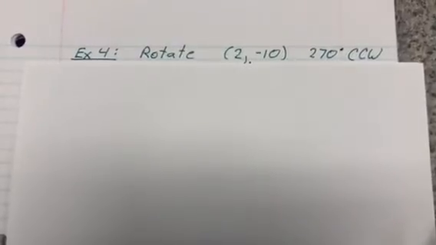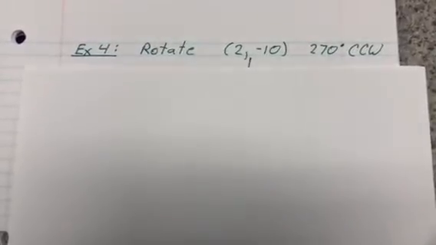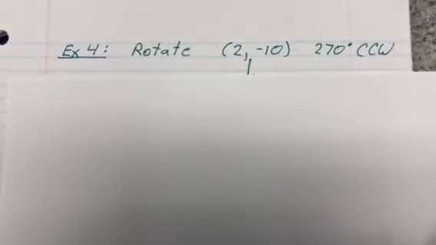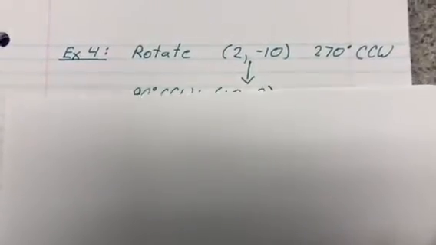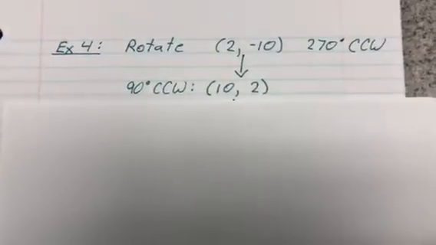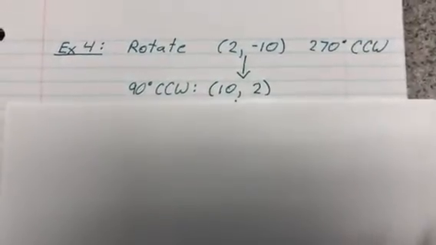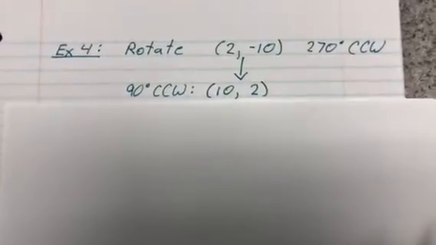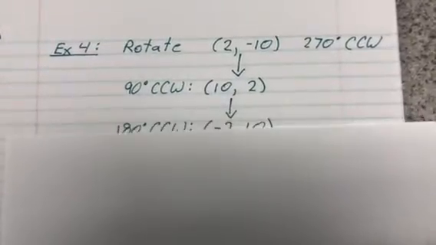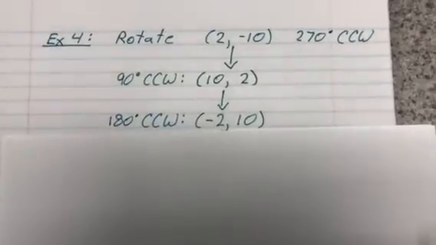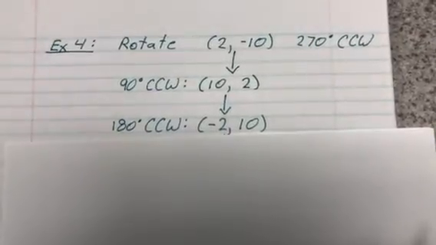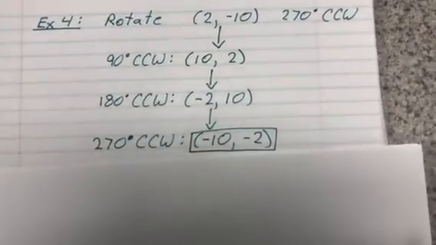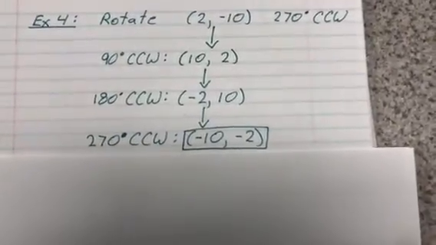All right, let's try our new rule. So first, we'd go 90 degrees, multiply your y by a negative and switch them. So I'd make that 10 positive and then you switch them, so 10, 2. Okay, do that again to get 180, multiply your y by a negative and then swap them. Okay, and then you got one more time, multiply y by a negative, switch them, and that would give you your 270 degrees. So negative 10, negative 2.